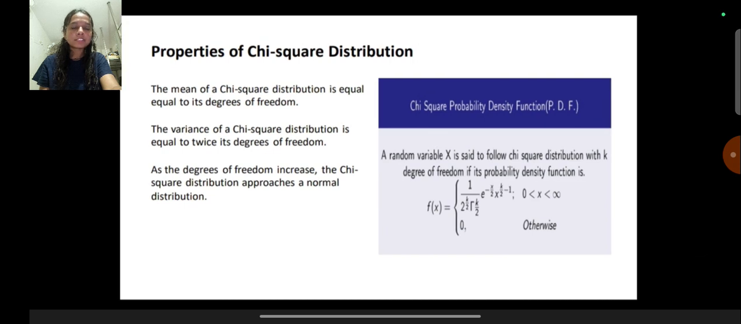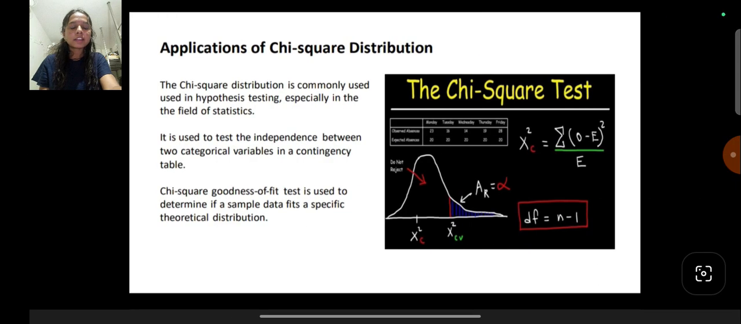The properties of chi-square distribution. The mean of a chi-square distribution is equal to its degrees of freedom. The variance of a chi-square distribution is equal to twice its degrees of freedom. As the degrees of freedom increases, the chi-square distribution approaches a normal distribution. This is about the properties of chi-square distribution. And next, applications of chi-square distribution.